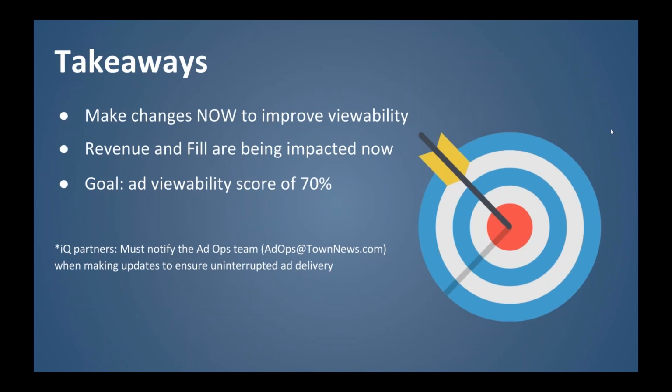Your takeaways are going to be to make sure that you're making changes now to improve this viewability statistic. As we mentioned, fill and revenue are already being impacted and will continue to be impacted. So make sure that your goal is that 70% score. If you are making changes as an IQ partner, make sure that you notify the ad ops team that you're making changes in your ad positions, and we will make updates on our side to ensure that you don't have any delays or interruptions in ad delivery as well.